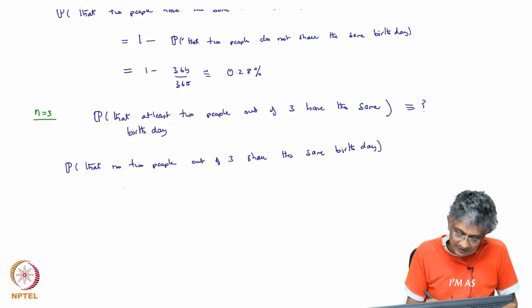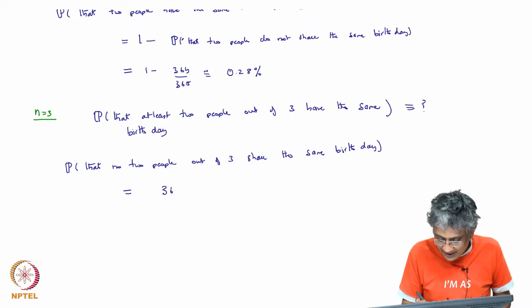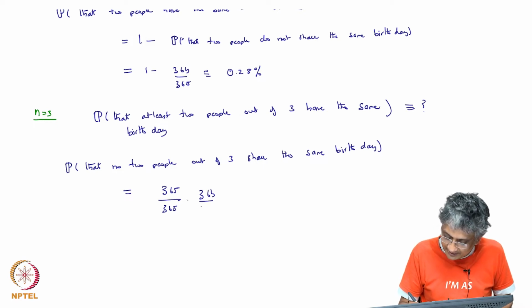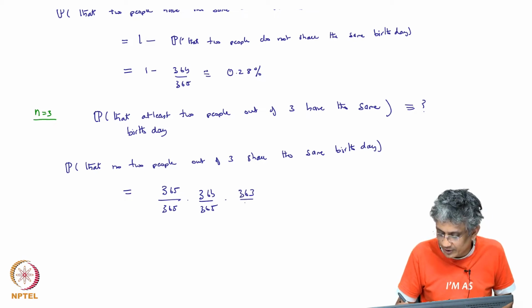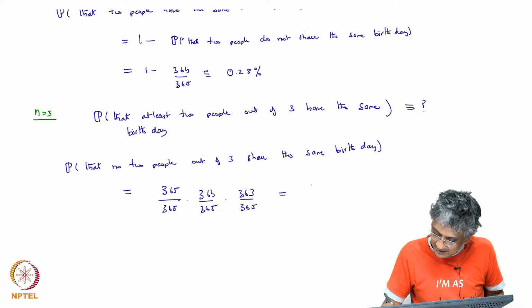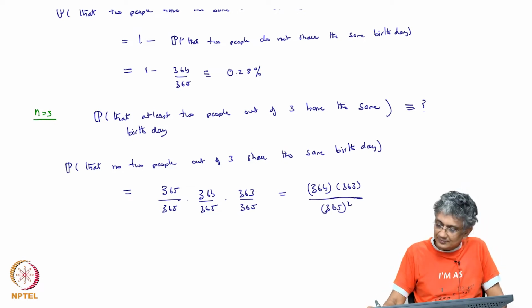How do I calculate that now? Same way, right? The first person I pick, I can pick anybody. That person can get any of the 365 days out of 365. The second person has to pick 364 by 365, and the third person has to pick one of the other 2 days, out of 365. So it's going to be equal to 364 times 363 divided by 365 squared. That's the answer for this.